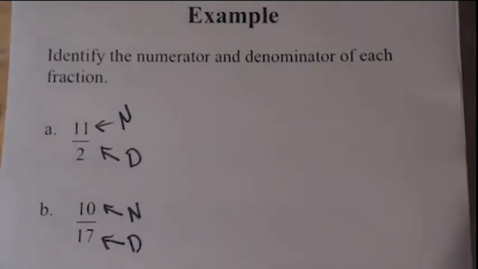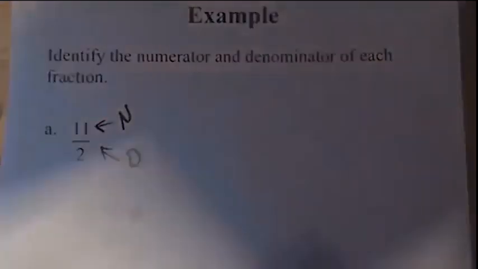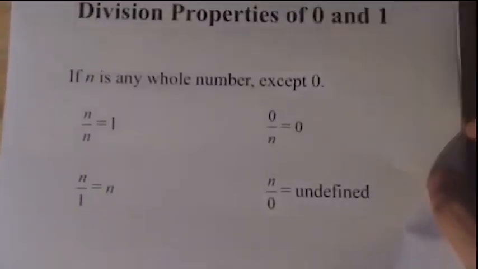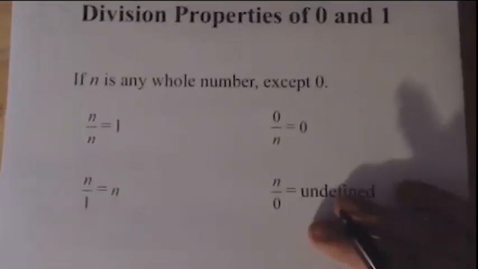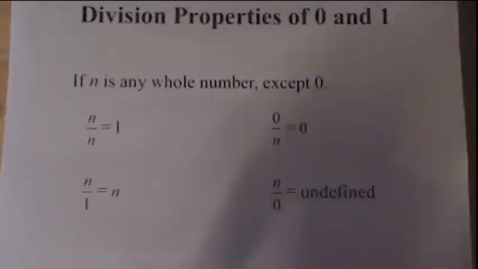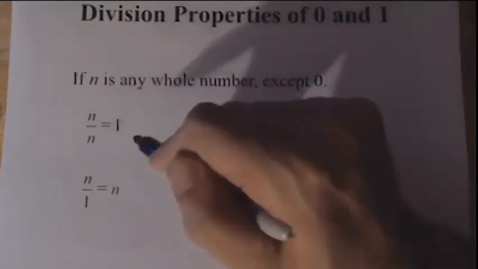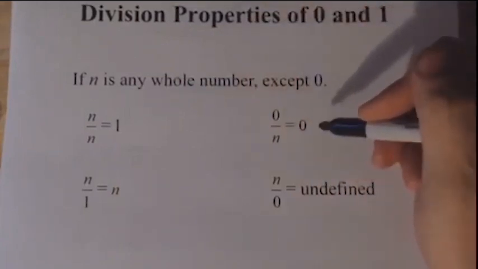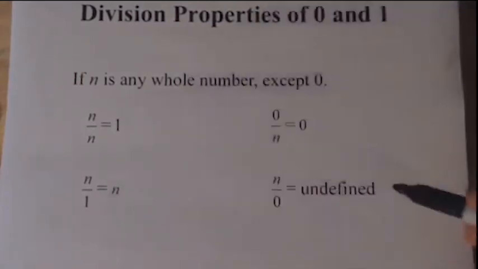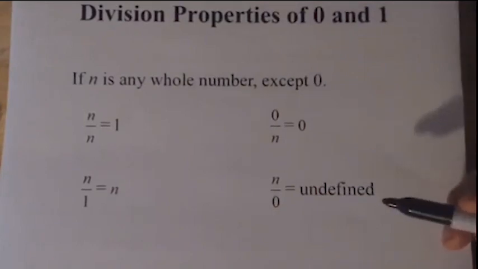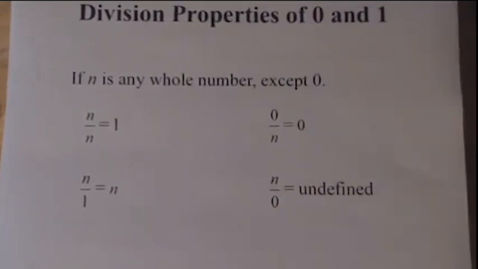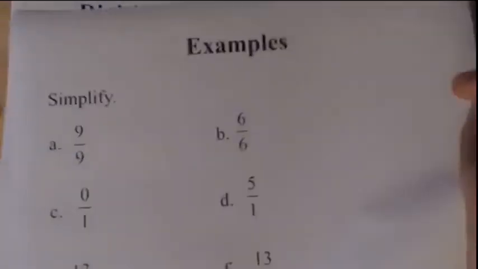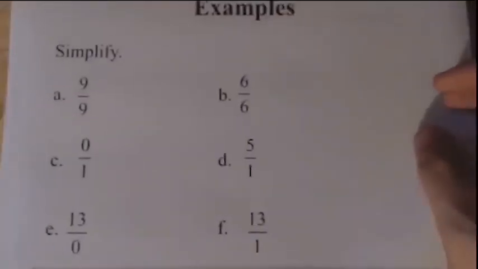Now you may notice that the fraction bar looks awfully similar to the division bar. So reviewing the division properties of 0 and 1, any number over itself is 1. 0 over any number is 0. Any number over 1 is itself. And any number divided by 0 is undefined. So let's simplify these fractions using the division rules.